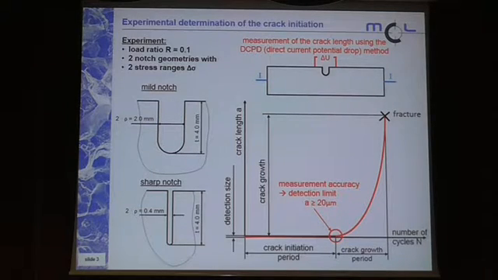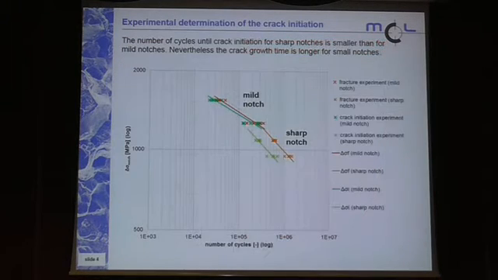Okay, and we tested those geometries with different load ranges, as I said, and then plotted the stresses in front of the notch in the double logarithmic diagram, which we can see here. The upper one is the mild notch with the radius of 1 millimeter, and the sharp one is 0.2 millimeter.